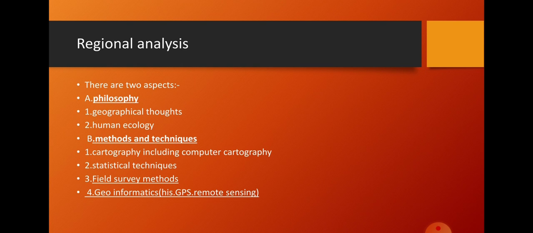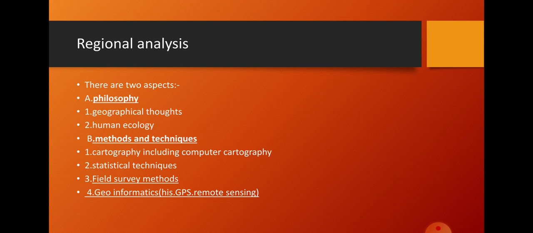Now the second part of this regional analysis is the methodological part. Methodology means techniques. The first technique is cartography. The simple meaning of cartography is that it is a map making science. The people who are researching or learning about how to make the map of the world or different parts, this study itself is called cartography.